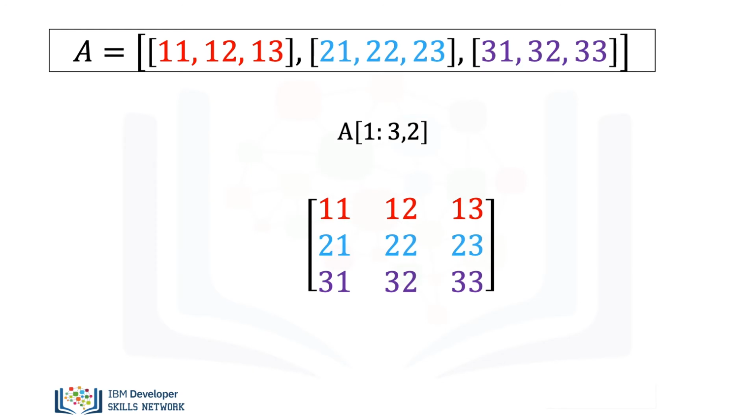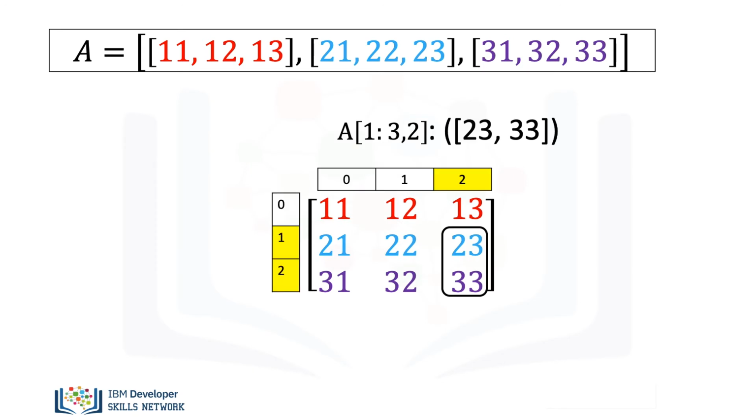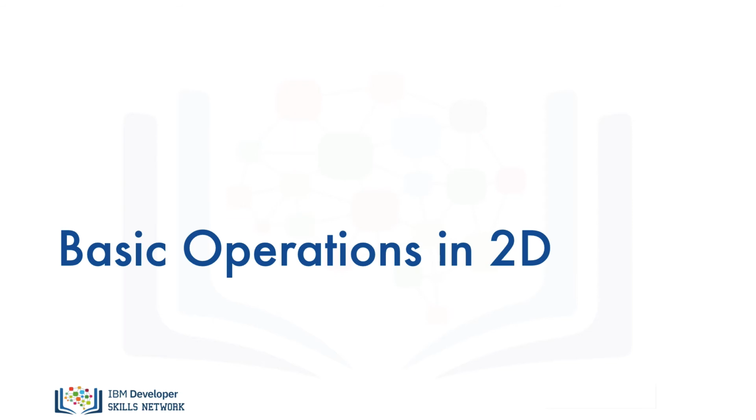Consider this example. The first index corresponds to the last two rows. The second index accesses the last column. Now, let's discuss some basic tensor operations in two dimensions. As before, the tensors must be of the same type.